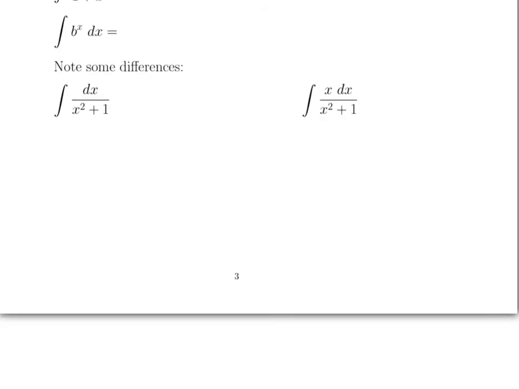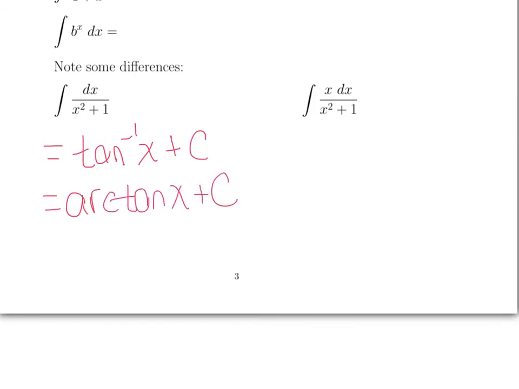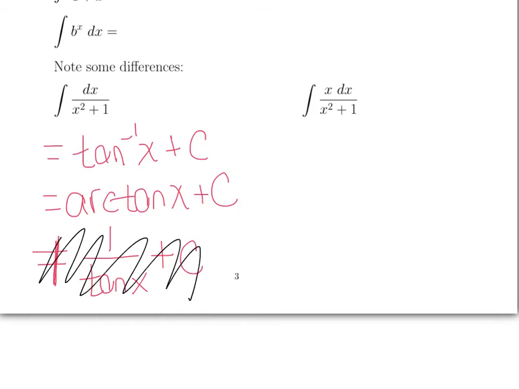So looking at these two examples, we have the integral of 1 over x squared plus 1, which hopefully you recognize as just being inverse tangent from above. You can also write that as arctangent, of course. These are equivalent, and you can write either one. But keep in mind that this is not ever equal to 1 over tangent of x. That's not the same thing. So don't ever write this. This is terrible. Just keep in mind that tangent inverse and arctan are the same thing, so you can use either of those interchangeably. So that's the integral of 1 over x squared plus 1.